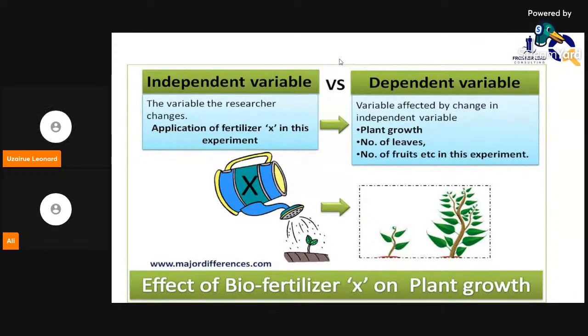You check the height, you check the number of leaves, then you check the number of fruits that the plant eventually produces. So the effect of the fertilizer is actually checked on the plant by checking the growth of the plant, by checking the number of leaves that the plant has produced. Then the next thing is to also check the number of fruit or the size of fruit, the quality of fruit that the plant produces at the end of the planting season.